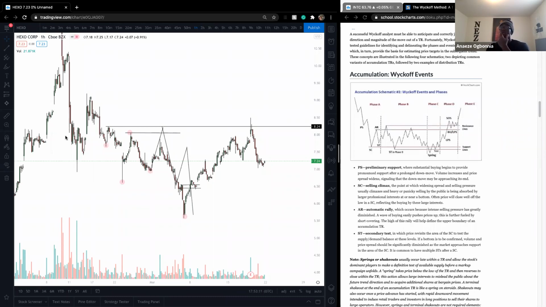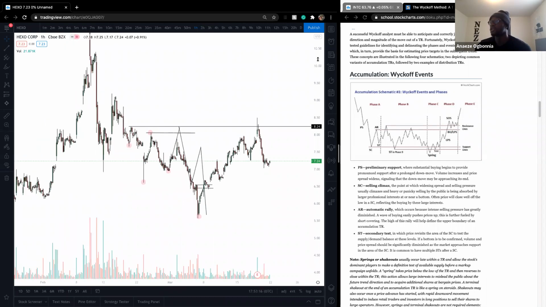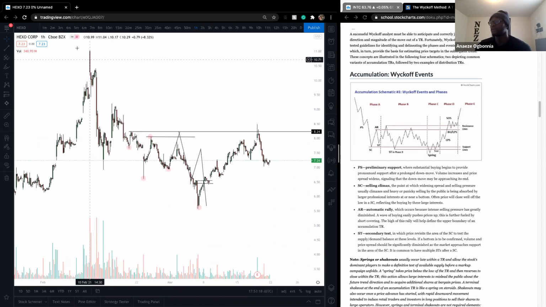When you actually learn to find them, then you will see. Because if this was complete, my target would actually be 11, which is all the way up there. So let's say that was your selling climax, this would be your automatic rally. This can't be a secondary, but like I said, nothing came up there. So regardless, there is no complete Wyckoff. It's just incomplete.